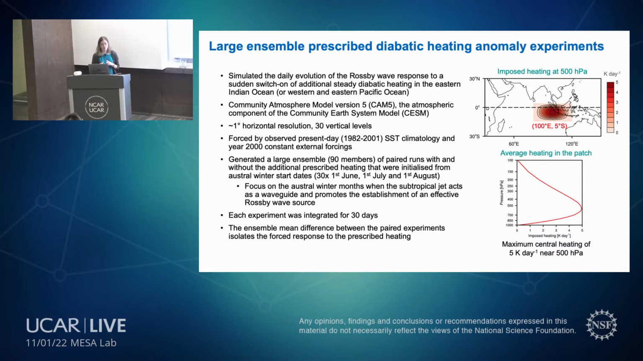So in this framework, I generated a large ensemble of paired runs with and without this additional heating and initialized these using random austral winter start dates. So I took 90 1st June, 1st July, and 1st August restart files. And we're specifically focusing on the austral winter months because this is when we have the wintertime subtropical jet, which, as I've discussed, acts as a waveguide and also promotes this effective Rossby wave source.